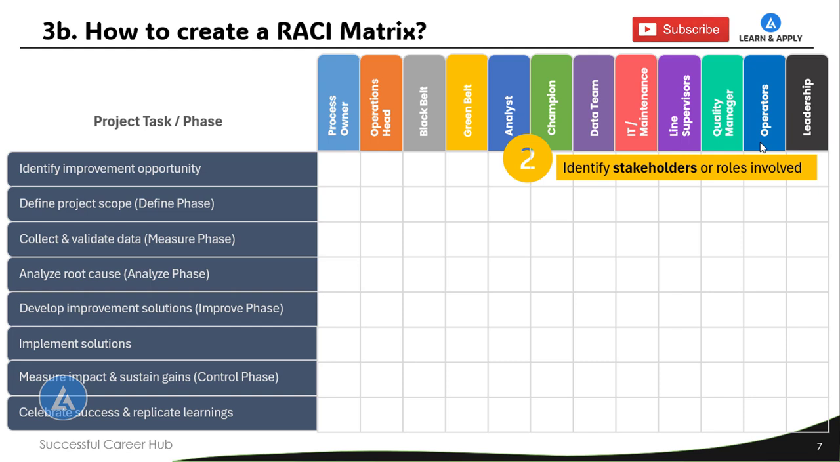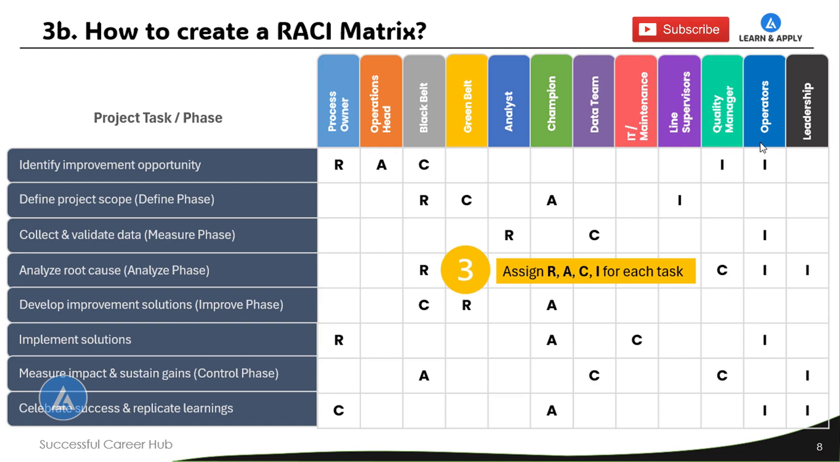Once we identify all key stakeholders, then go for step number 3 to assign R, A, C, and I for each task. That is responsible, accountable, consulted, and informed for each of the tasks. This is a team activity in which brainstorming has to be done to identify who is the responsible, accountable, consulted, and informed for that particular task.